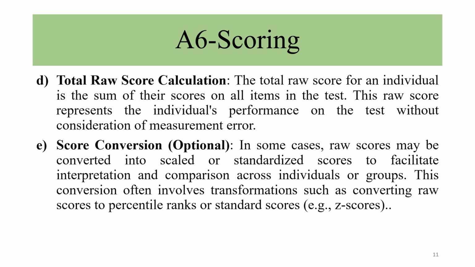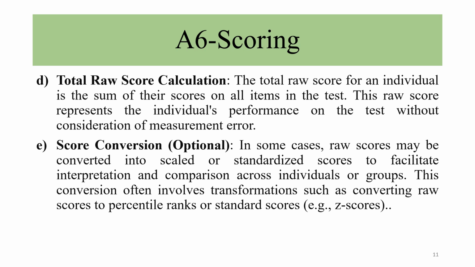Point E is score conversion. It is optional. Score conversion is done when we want to compare the achievement in one subject with the other, and achievement of matric with the intermediate marks and things like that. And let us see what it is.